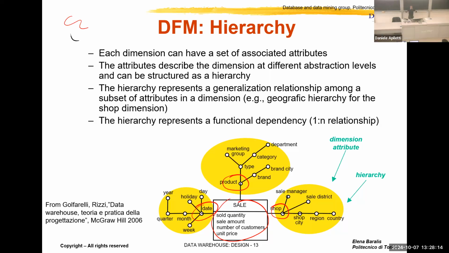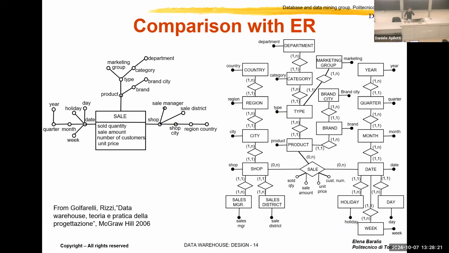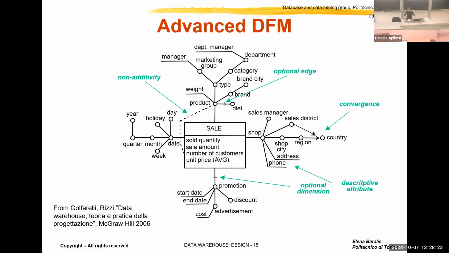If you're all aligned on these, we can go on and see the rest. We actually went on last lecture. We have seen the comparison with the entity relationship. We have seen some advanced structures. I recall we use the convergence, and basically we don't use much of the others. I explained why: they are kind of optional, or you can easily work around those advanced constructs.